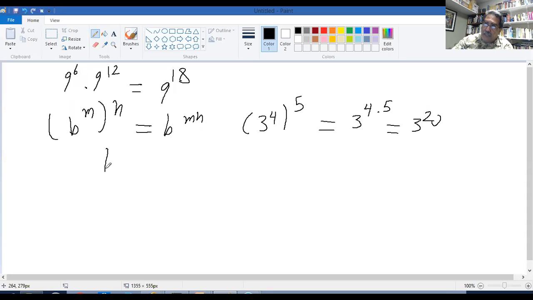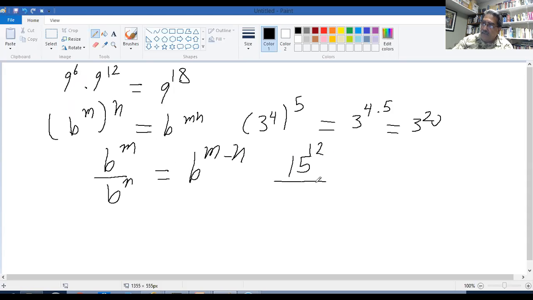If I have b to the power of m divided by b to the power of n, this is the same as keeping the base and writing m minus n. If I have 15 to the power of 12 divided by 15 to the power of 4, this is the same as 15 to the power of 12 minus 4, or 15 to the power of 8. All right?